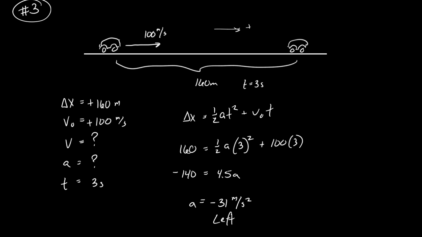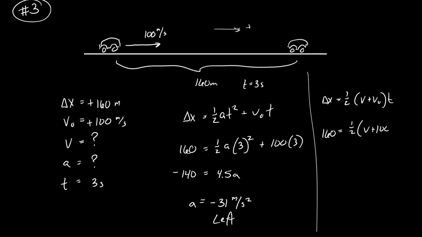So we need to find the final velocity now. So I'm going to just kind of go with what we have and choose delta x equals 1/2 v plus v naught times t. Use that to find final velocity. So 160 equals 1/2 times v plus 100 times 3. Nothing magical here. I'm going to double this and get 320 to get rid of the 1/2 over 3, and that equals v plus 100. Is that good for you?